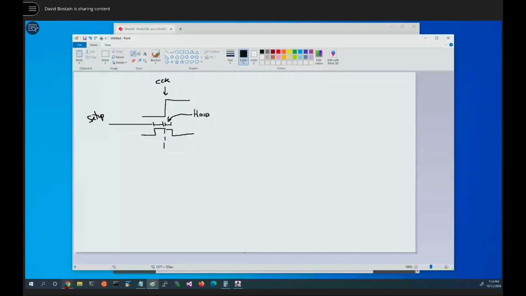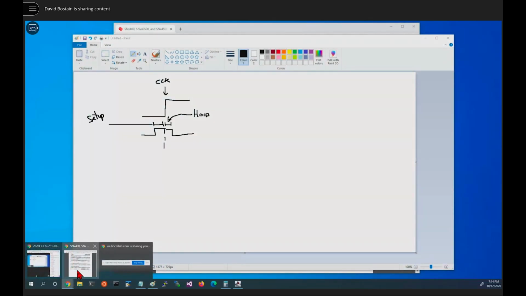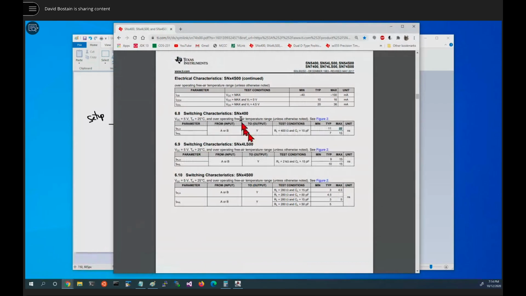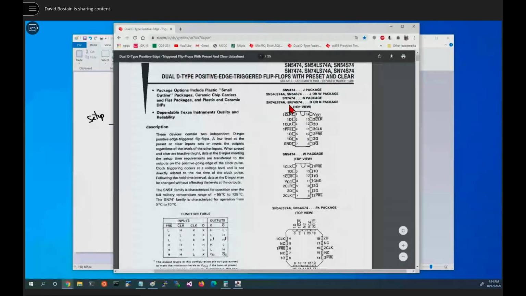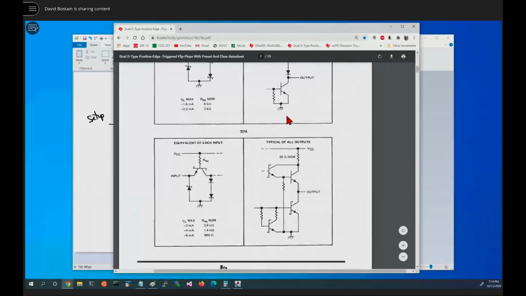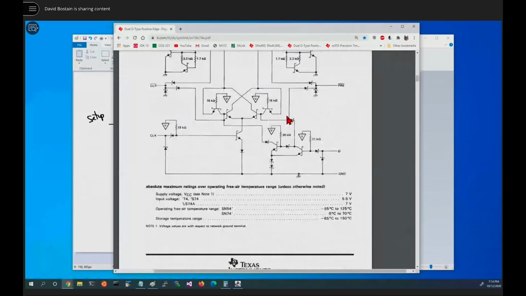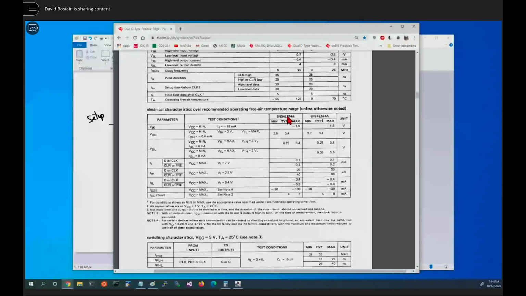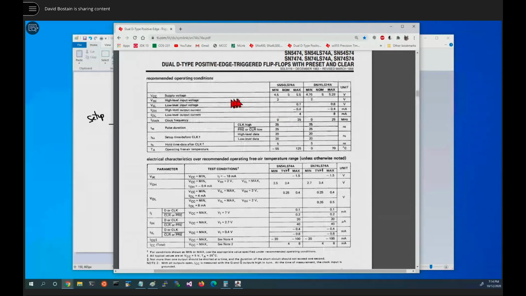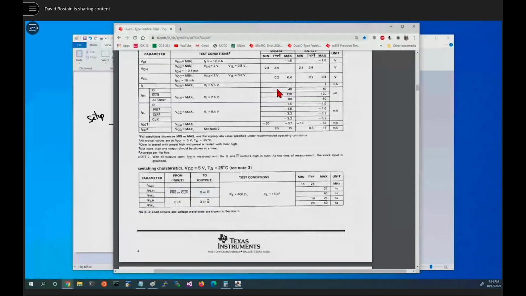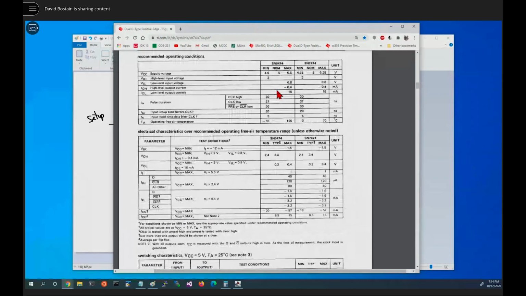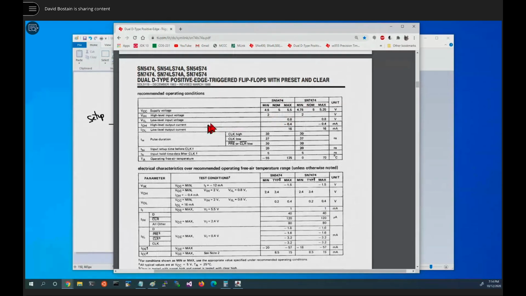So if I go to a data sheet of the 7474, which is a D flip-flop, and I go down here, we don't want the LS, we want this guy. We want the 7474. Very much the same sort of numbers we saw for standard TTLs. There's a 2 volts and 0.8 volts, 0.4, the noise margin is the same, 16 milliamps. So basically, this is good, honest TTL. However, it does tell us some things.